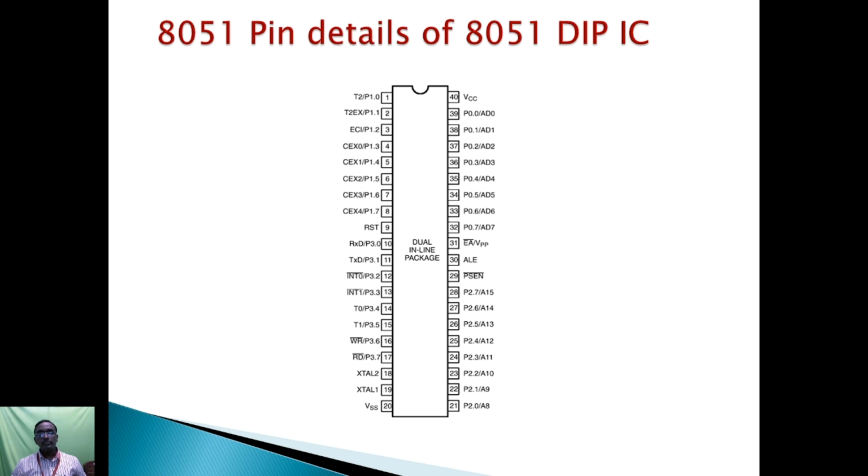So in the modern trend, we have the microcontroller as a chip. That's the modern microcontrollers. So here pins 32 to 39 are port 0. Port 0 is the address data lines 0 to 7. Address data lines 0 to 7, that is port 0. Next one is the 40th pin, that is VCC. VCC is the supply for the chip to work.